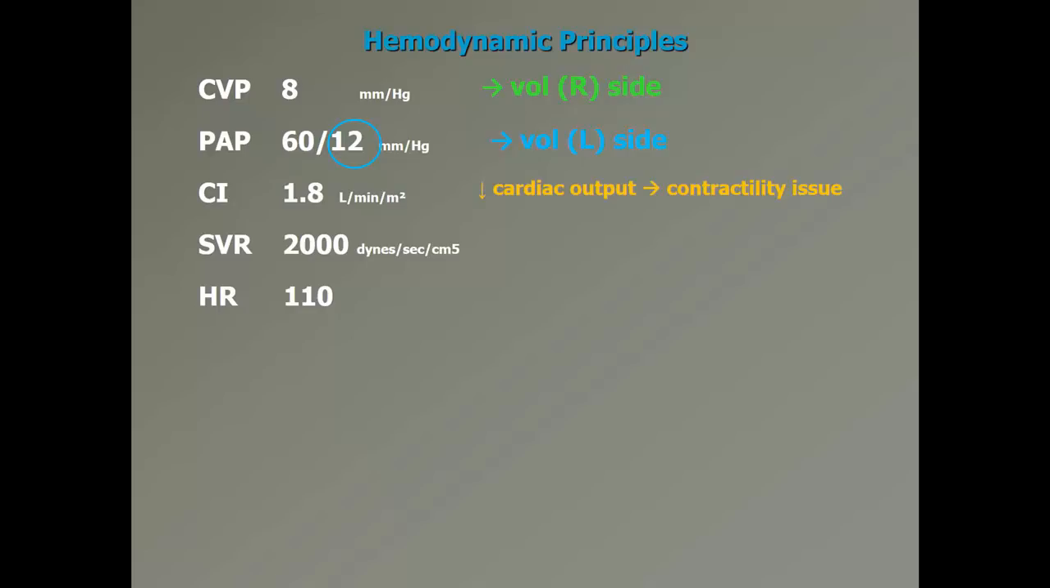But then when we look at the cardiac output or cardiac index, we can see that the cardiac index is low. So we have a low cardiac output, and again, because there is plenty of volume that is available for each side of the heart to pump, when there is a low cardiac output in the presence of enough volume, then we know that there is a contractility issue. The heart is not pumping as well as it should.